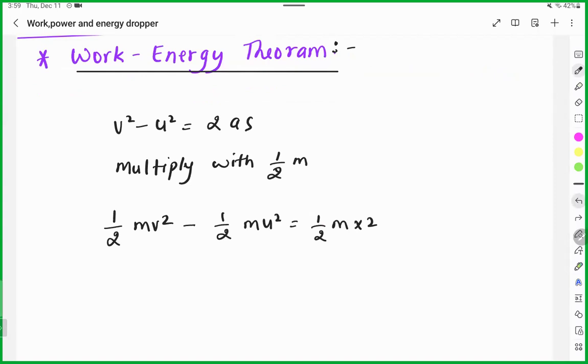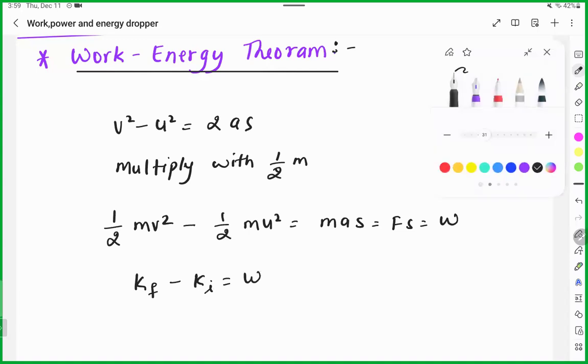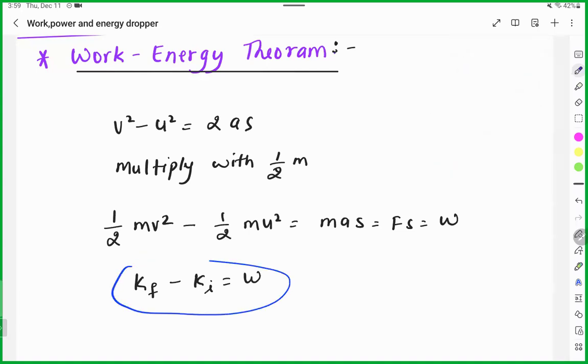2 will be cancelled out. So it is mas, and this is equal to force into displacement, and this is also equal to work done. Correct? This is the final kinetic energy minus initial kinetic energy is equal to work done. Yes or no?